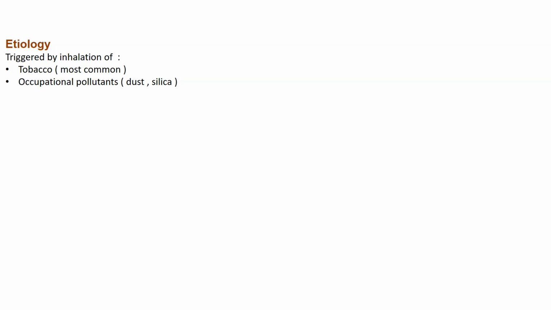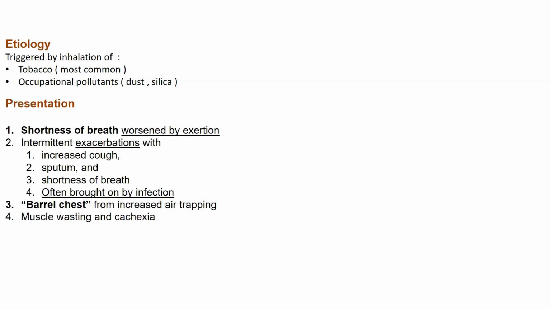COPD is most commonly triggered by inhalation of tobacco smoking and also by occupational pollutants like dust and silica. The common presentation of COPD is shortness of breath, worsened by exertion, and intermittent exacerbations with increased cough, sputum, and shortness of breath, which is often brought on by an infection. Barrel chest from increased air trapping, and muscle wasting and cachexia are also common.